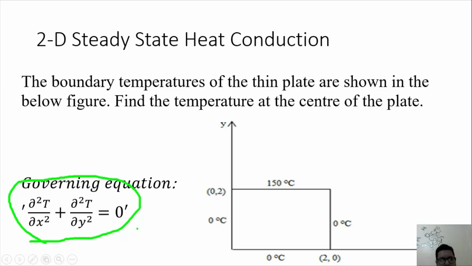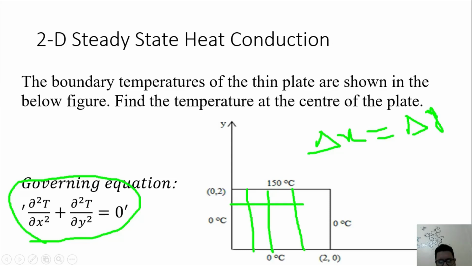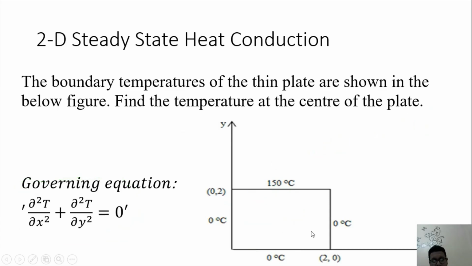If you go by finite difference method, you take delta x equal to delta y, meaning the discretization in the direction of x and the discretization in the direction of y. So this is your del x, and this is your del y. If del x is equal to del y and you solve the problem, you will get the temperature at the center of the plate as the arithmetic mean of the adjacent temperatures.